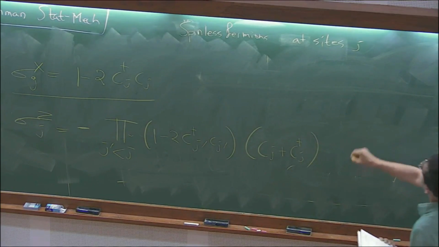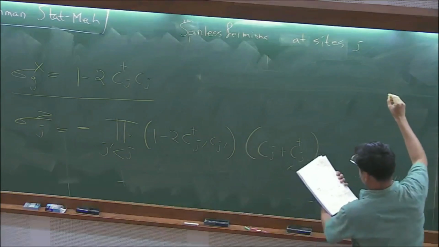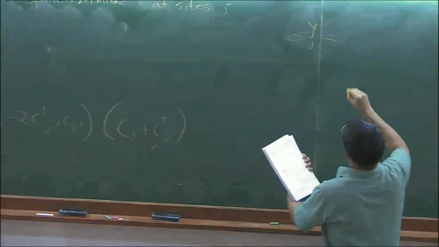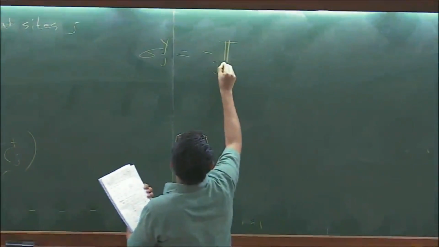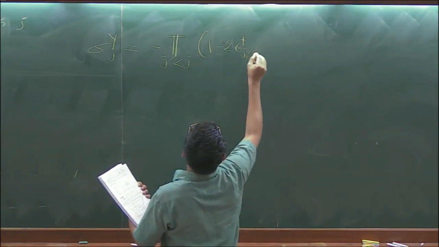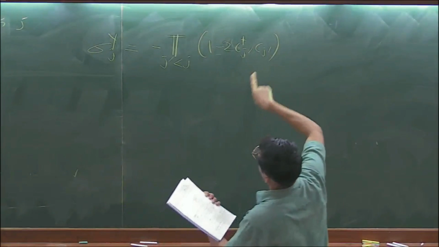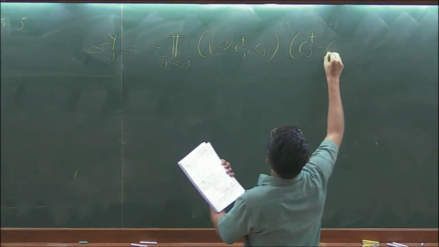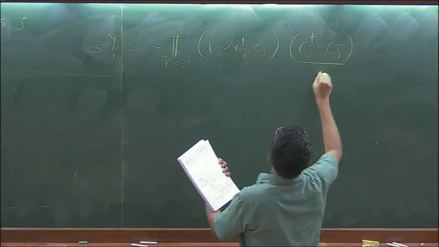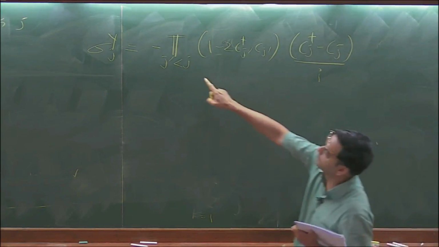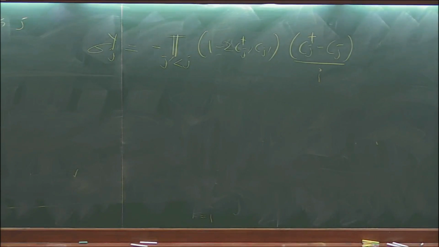So by the way, you should check that if I make this definition, then a consistent definition of sigma y at a site j is minus the product over j prime less than j of (1 minus 2 C dagger j prime, C j prime). This is that factor of signs multiplied to each other. And then (C dagger j minus C j) by i. i is the square root of minus 1. That's why I'm trying to be careful. All sites will be labeled by j's. Okay.